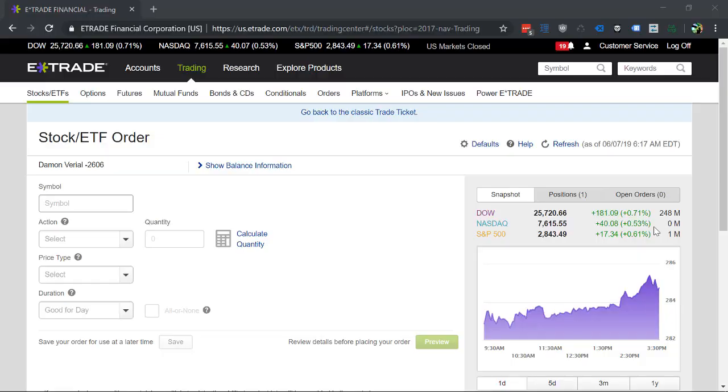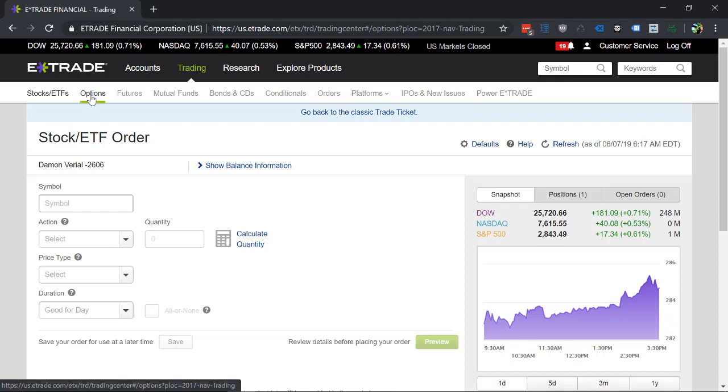Hello Wildcats! Today we're going to learn how to place an order for a call option in the Etrade website. What you're going to want to do is open your account, click on trading. It's going to bring you to the stock and ETF order page, but we don't want a stock or an ETF order, we want an options order. So we're going to click on options.